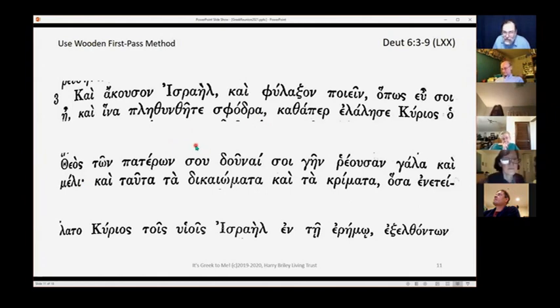Do I have any periods in here? No, not in this. This is one real long run-on sentence. This is a colon. Kai, how about this word? Tauta. Tauta, that means these.